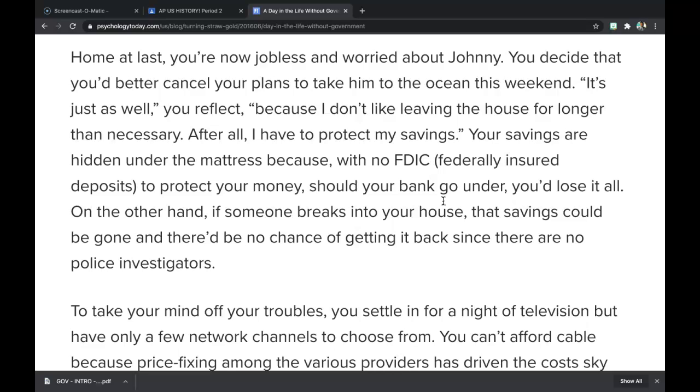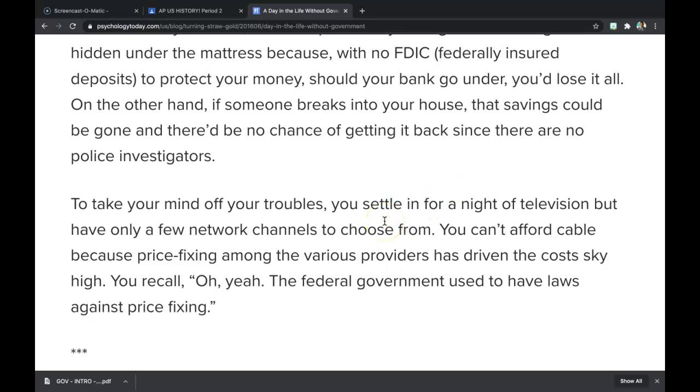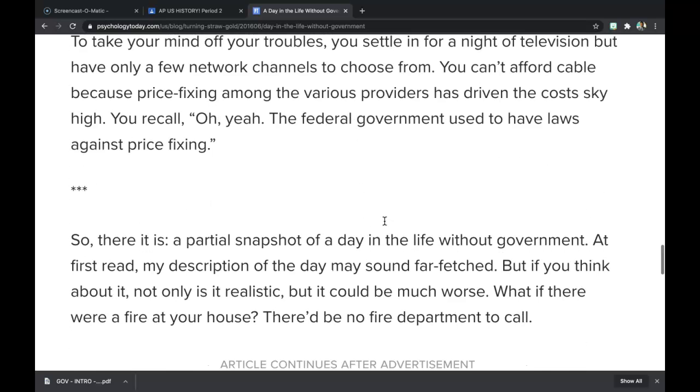On the other hand, if someone breaks into your house, that savings could be gone and there'd be no chance of getting it back since there are no police investigators. To take your mind off your troubles, you settle in for a night of television, but have only a few network channels to choose from. You can't afford cable because price fixing among the various providers has driven the cost sky high. You recall, oh yeah, the federal government used to have laws against price fixing.